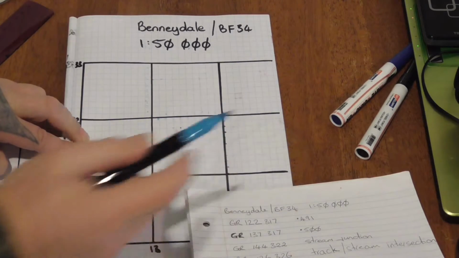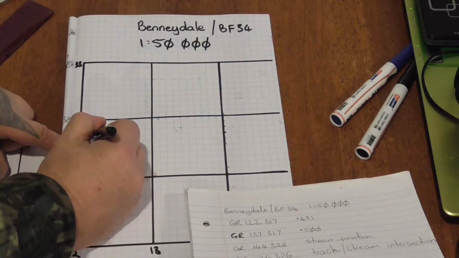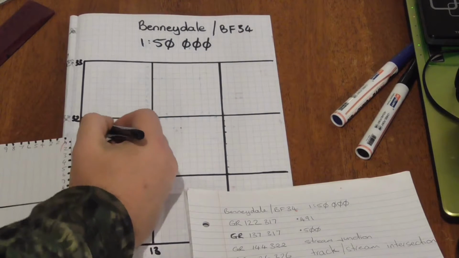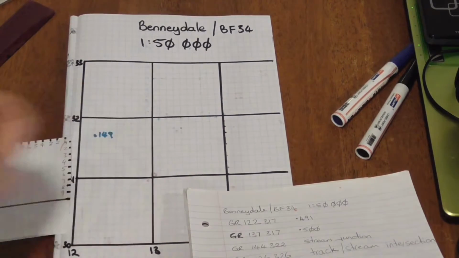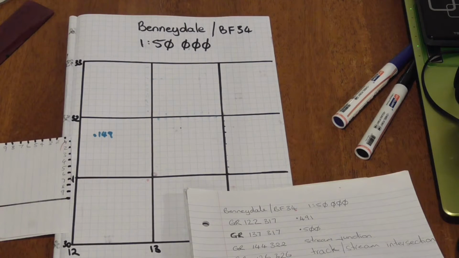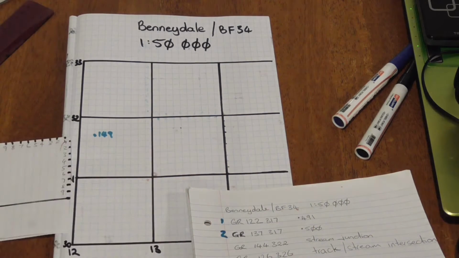Spot height 491. So we'd put that in here. Right, so our spot height would be spot height 491. So that's where our spot height would be. Okay, let's do the next one. So that's number 1.